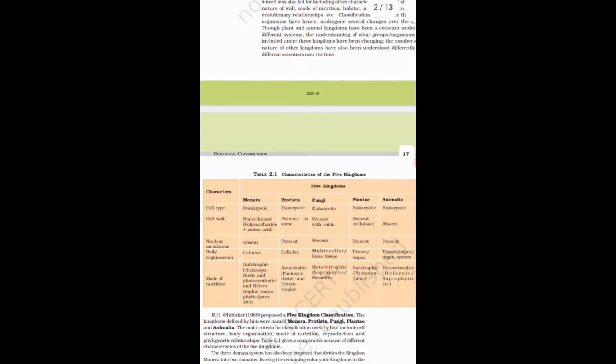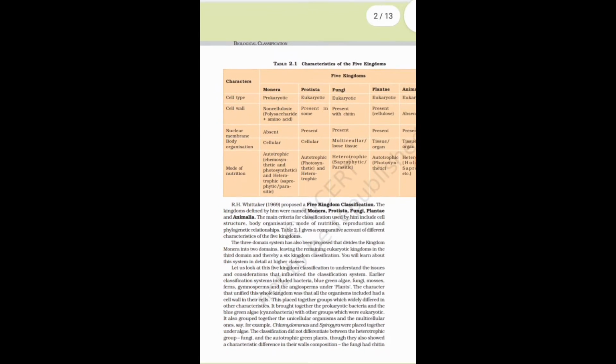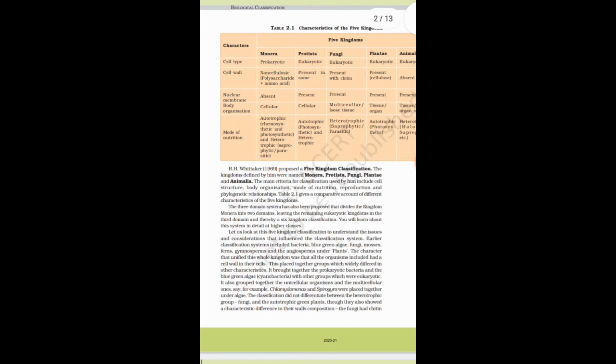Table completed. R.H. Whittaker in 1969 proposed a five-kingdom classification. The kingdoms defined by him were named Monera, Protista, Fungi, Plantae, and Animalia. The main criteria for classification used by him include cell structure, body organization, mode of nutrition, reproduction, and phylogenetic relationship. Table 2.1 gives a comparative account of different characteristics of the five kingdoms.